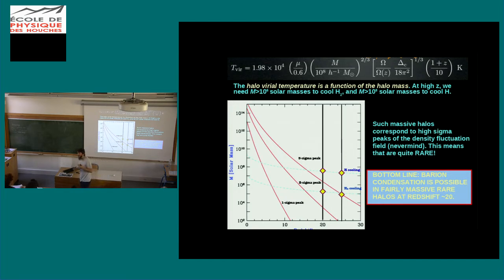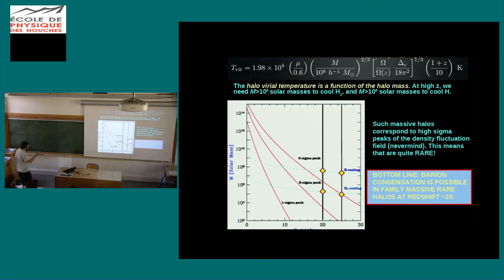So what is the consequence? If you have molecular hydrogen, then you can cool already at 10 to the 3 Kelvin, so you can cool baryons in halos that are very small, because this is proportional to the mass to the 2/3. But if you don't have molecular hydrogen, you have to rely on atomic hydrogen cooling, then you need 10 to the 4 Kelvin to cool down. So you need more massive halos. And this makes the difference because the type of objects that you end up with depends on the mass of the halo you are in.